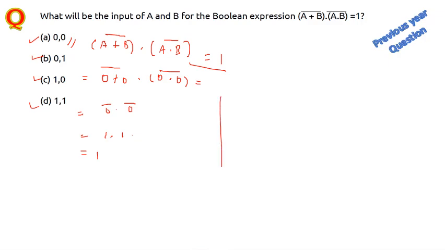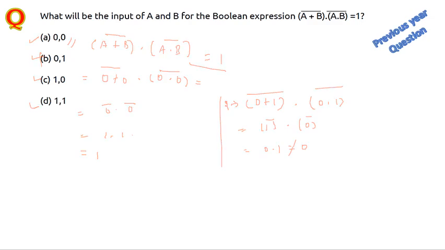For example, I substitute the second value also. A equal to 0, B equal to 1. So (0 plus 1) whole bar dot (0 dot 1) whole bar. 0 plus 1 is 1, and 1 bar is 0. 0 dot 1 is 0, and 0 bar is 1. So 0 dot 1 is 0. This is not equal to 1, so the second option won't be the answer. Similarly, substitute all the other options. This is one way we can confirm that 0,0 is the answer.